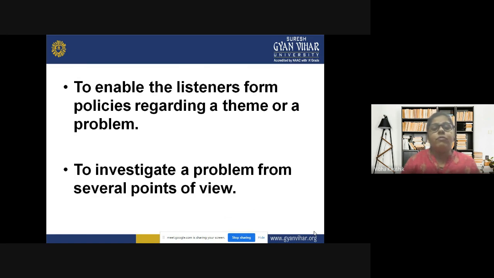To enable the listeners to form policies regarding a theme or a problem, and the listeners will be able to understand the theme or problem and the policies regarding that particular theme or problem. To investigate a problem from several points of view, as they have a deeper understanding of that particular subject or problem, now they can investigate that particular problem from several points of view.